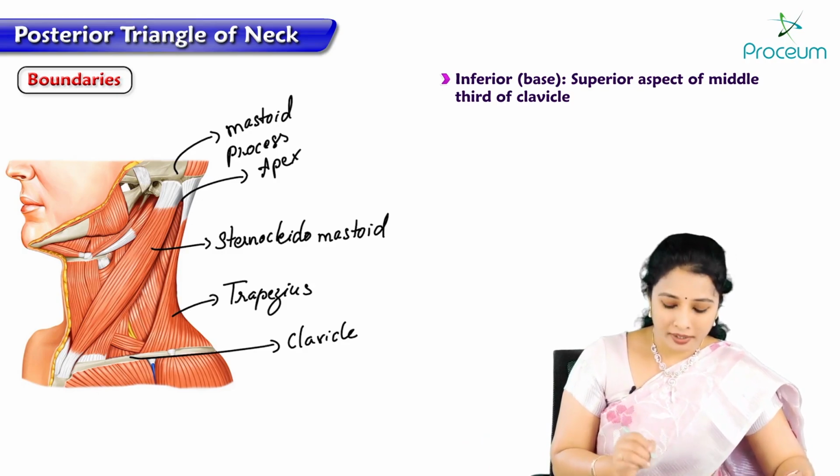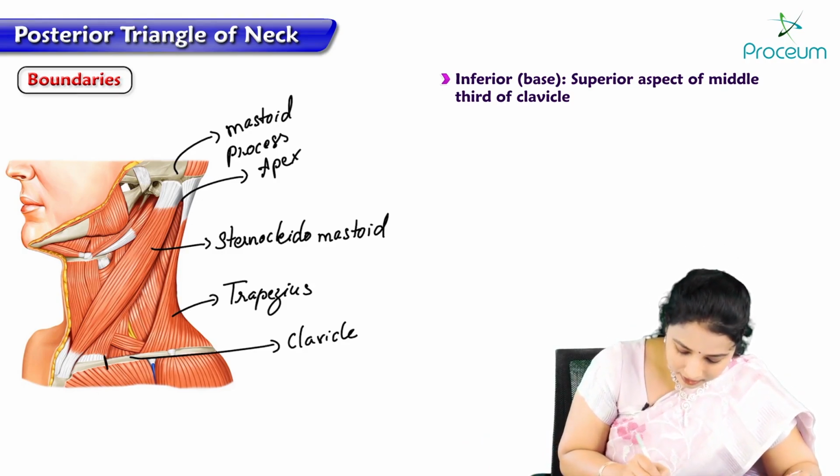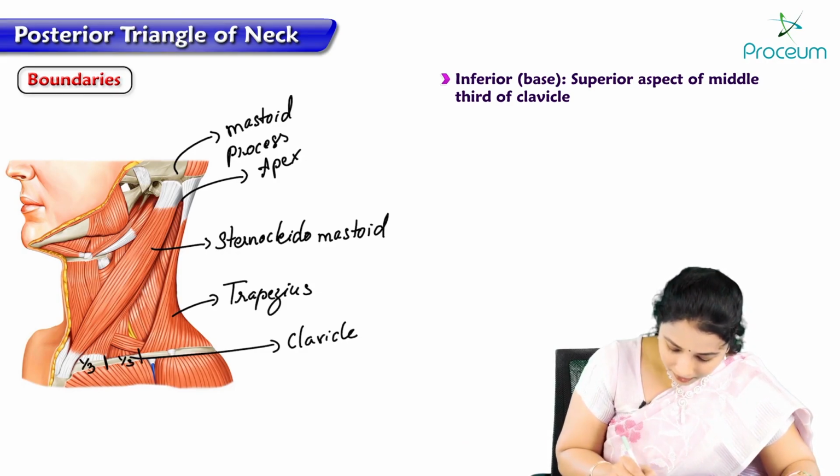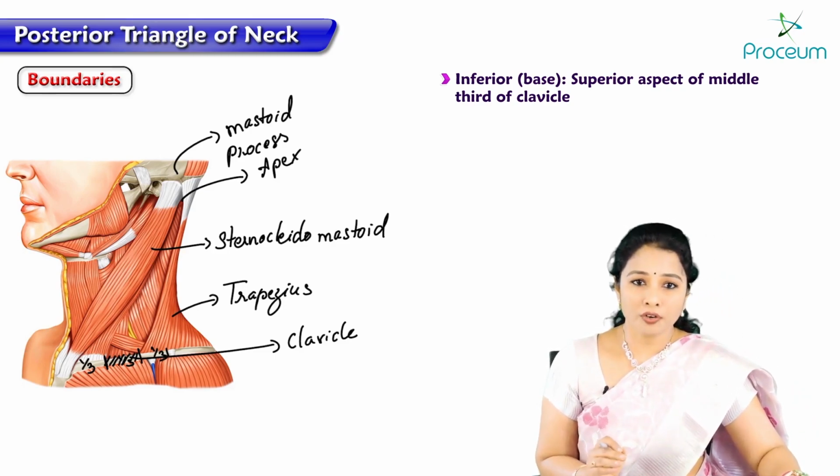So the clavicle we can divide into three parts. This is first 1/3, this is middle 1/3 and here is the lateral 1/3. So only the middle 1/3 of the clavicle takes part in the formation of base.